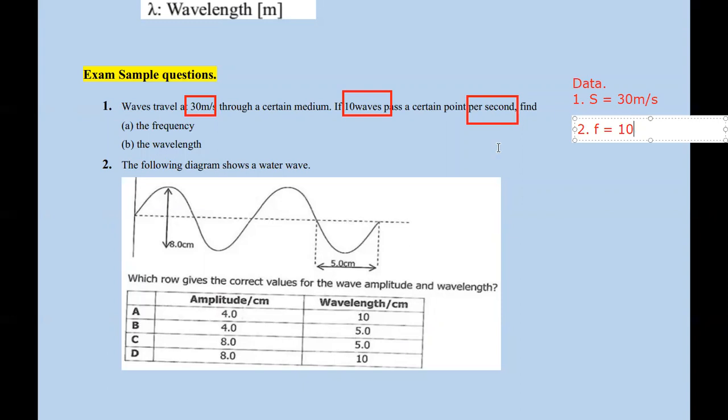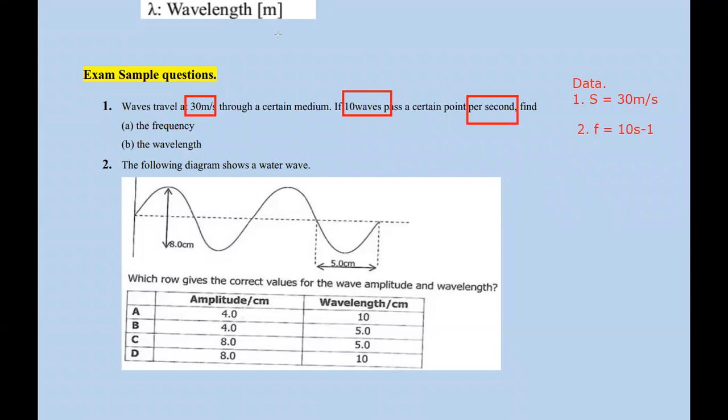Sorry about that. So we have 10 second to the power minus 1. So that is the frequency, and that is the speed. Then the question, simple as it may be, says: what is the frequency? The frequency is already there.